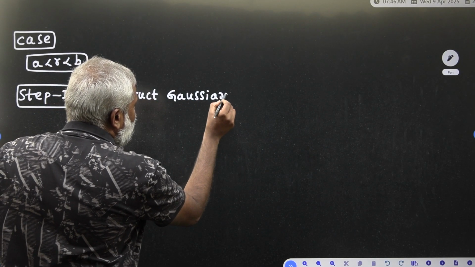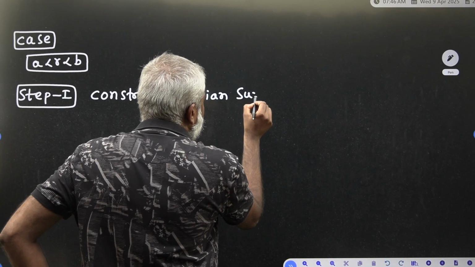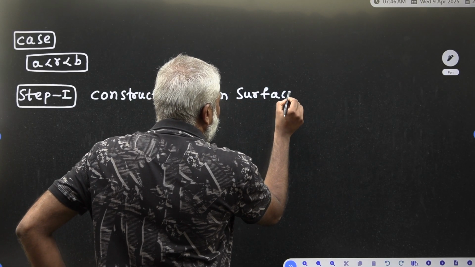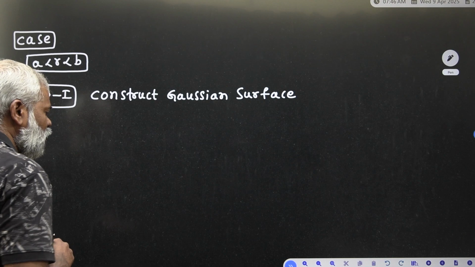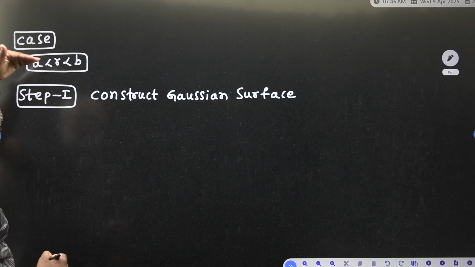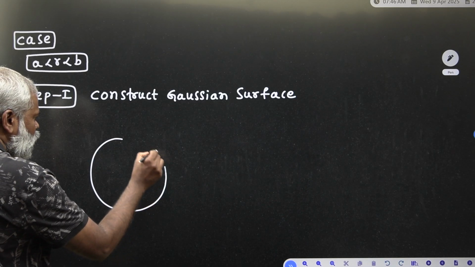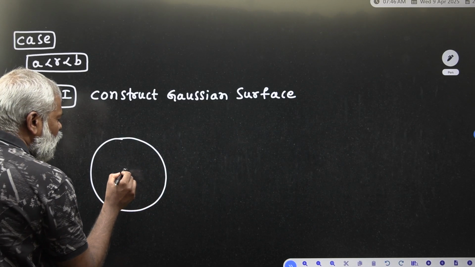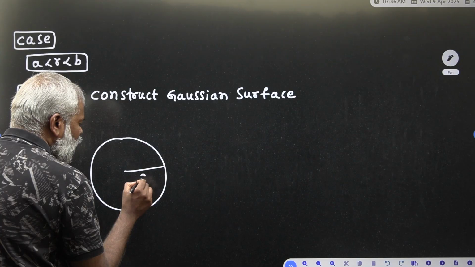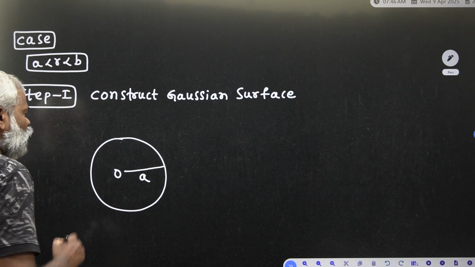First you have to construct a Gaussian surface. This is step number 1. Based on our case, we have to construct the Gaussian surface. Suppose you see it is a spherical shell. What is that radius? A radius is there. This is a point O.